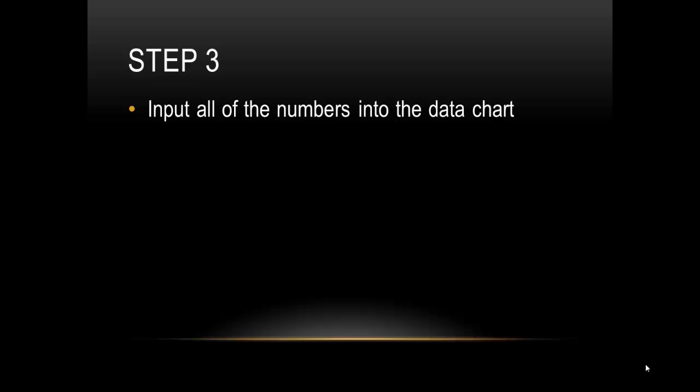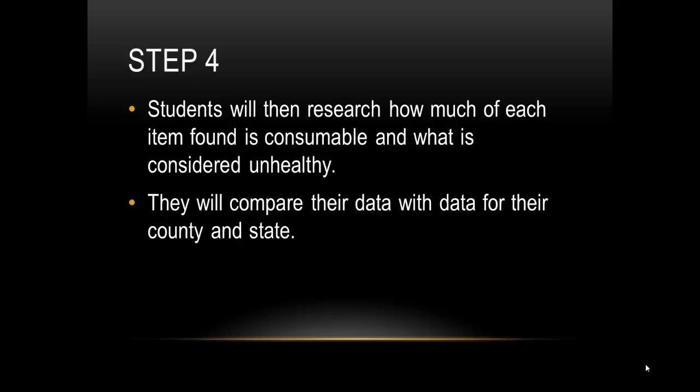Next, they had to input all of those numbers into the data chart. The students then had to research how much of each item is consumable and what's considered unhealthy. When you are, for example, a diabetic, you're not allowed to have that much sugar. If you have high blood pressure, you can't have a lot of sodium. So there are things in the water that affect your body differently, and the goal was for them to see what's considered healthy and what's not.